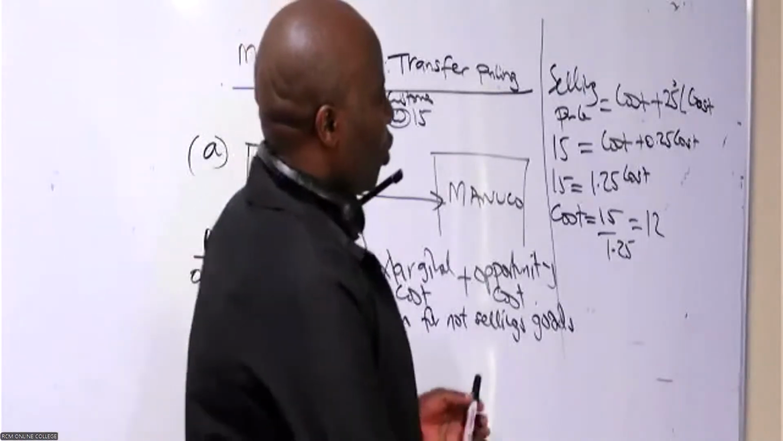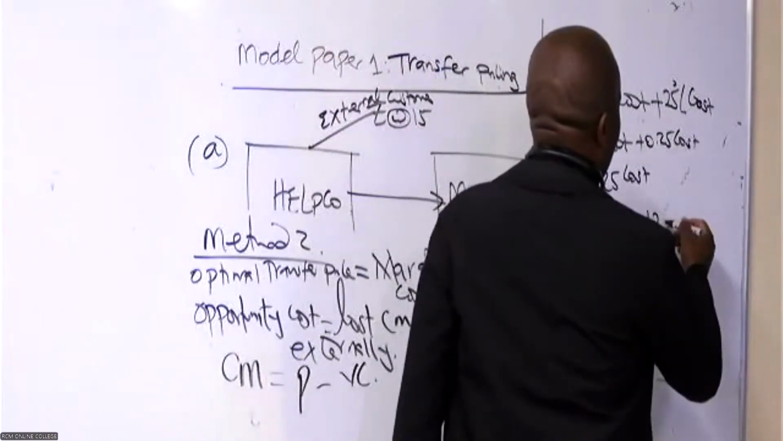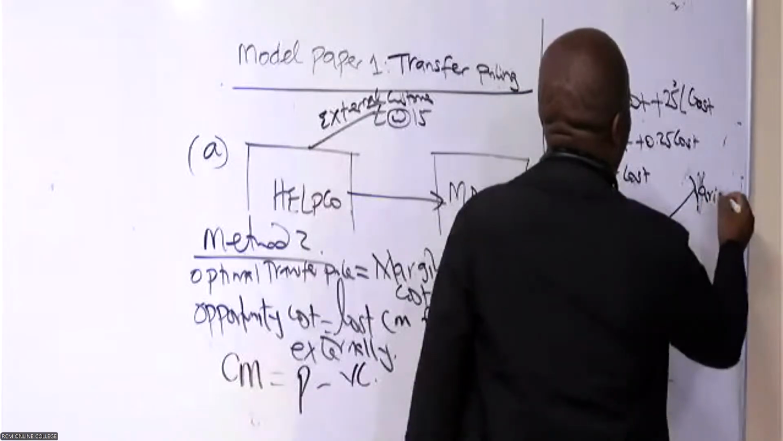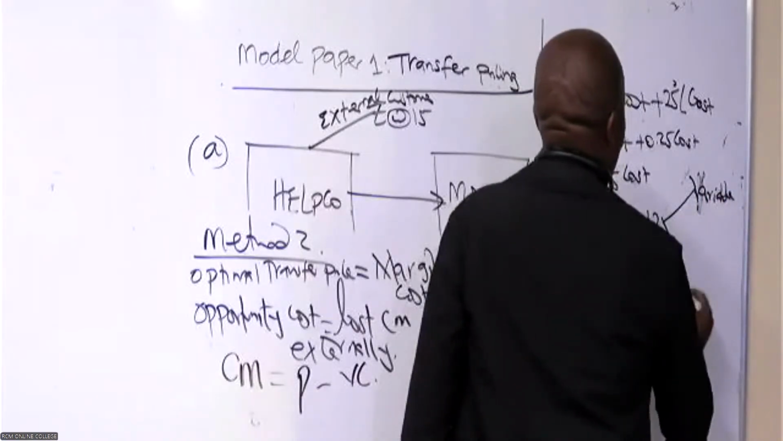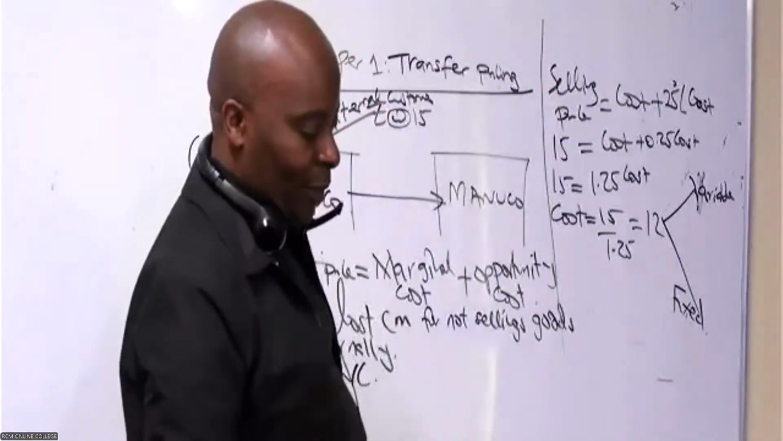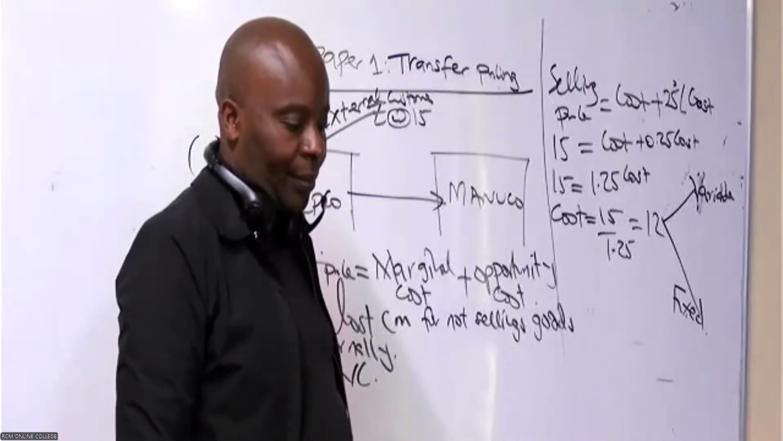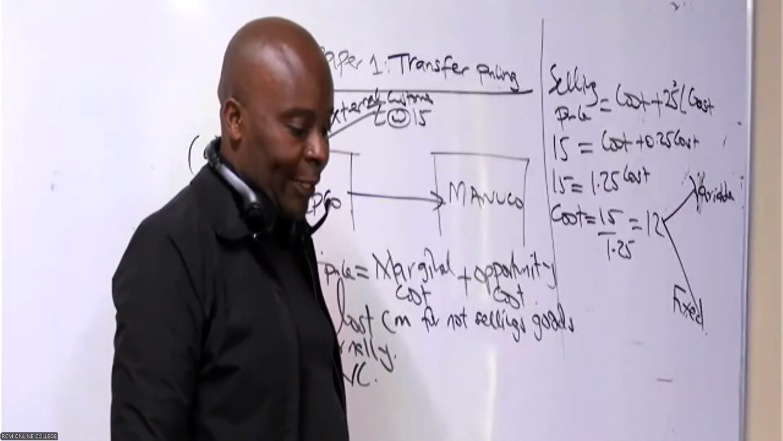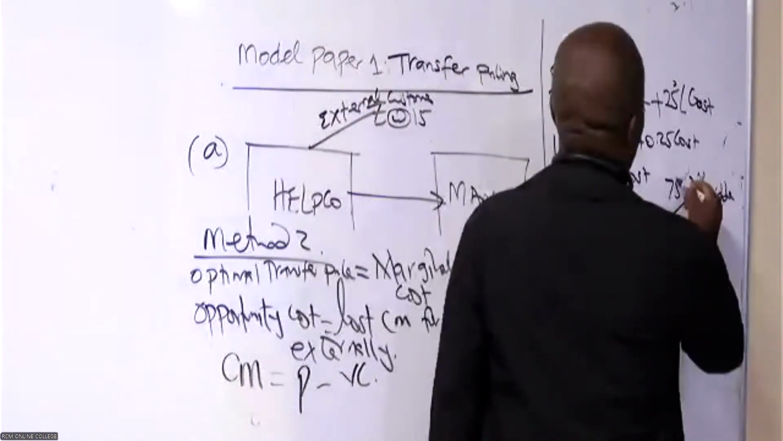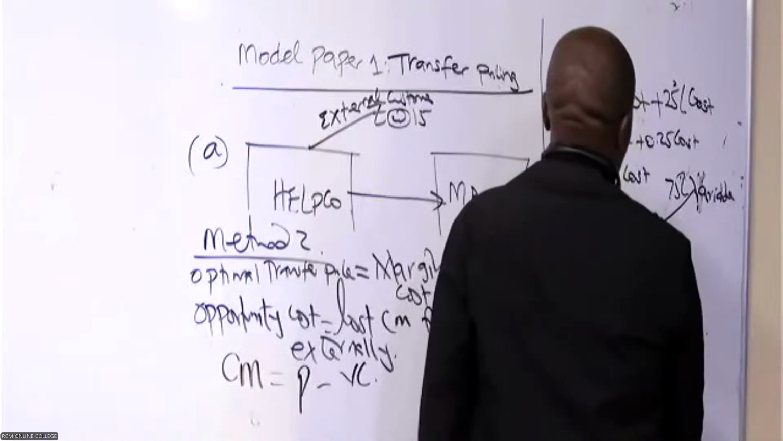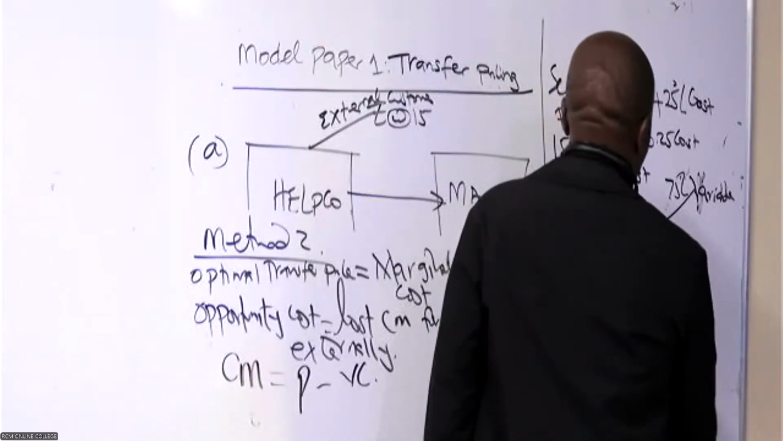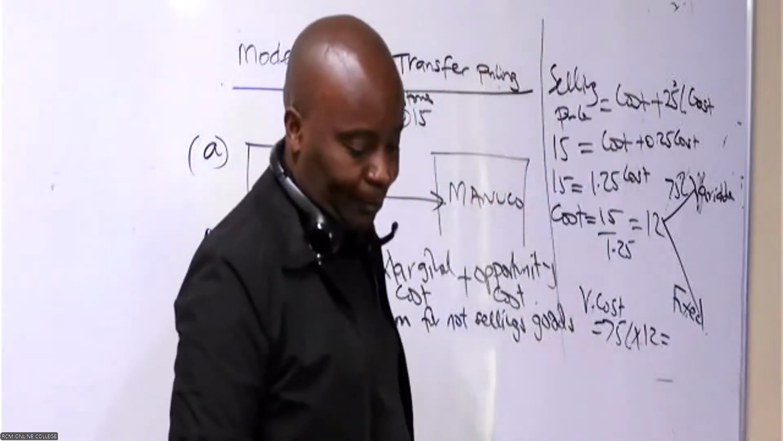So then out of these 12, they are telling us that a certain percentage is variable, and a certain percentage is fixed. Variable is what percentage? 75%. So variable is 75%. Can you kindly give me 75% of these 12? So variable cost is 75% of the 12.